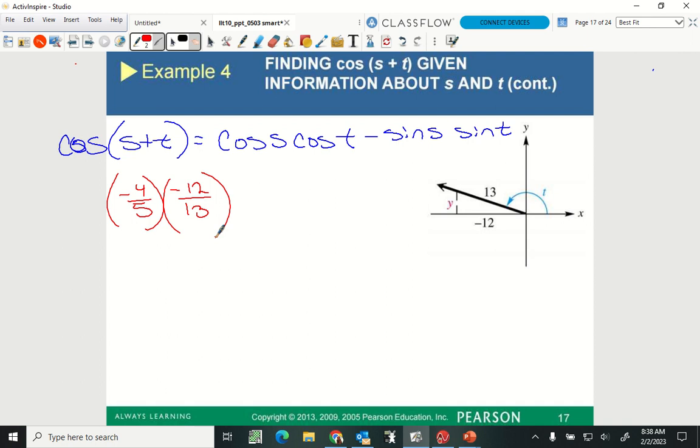Plus, minus sign right there, right? Sine of s. Sine of s was 3 over 5, very good. Sine of t. Five over 13.